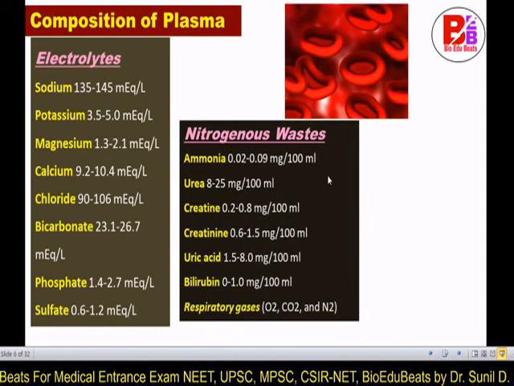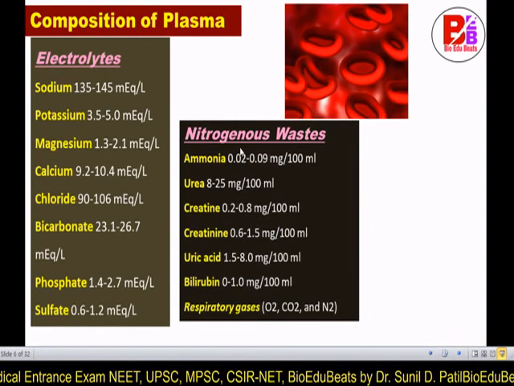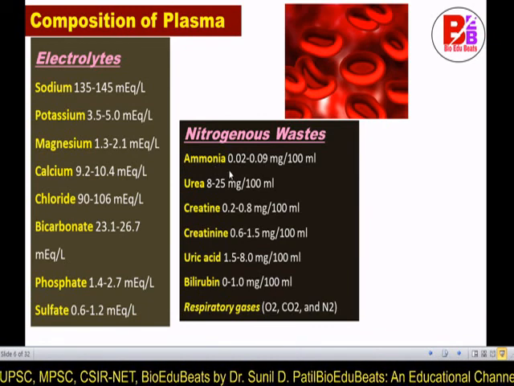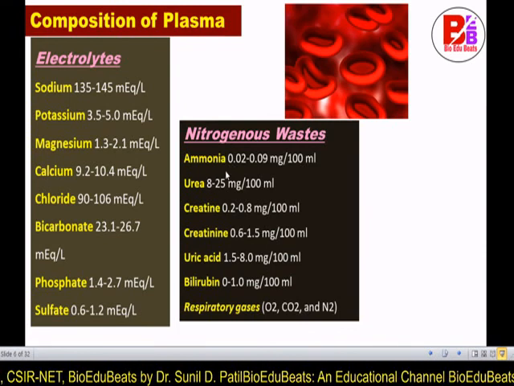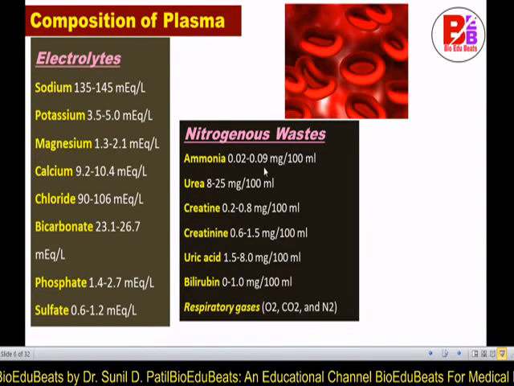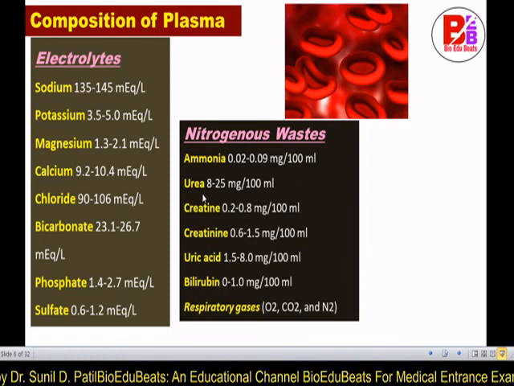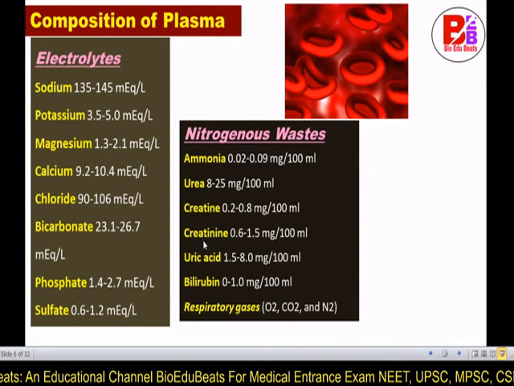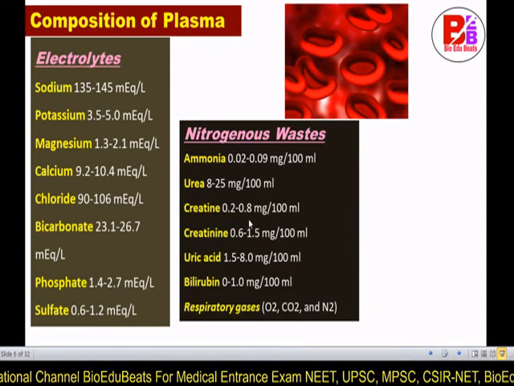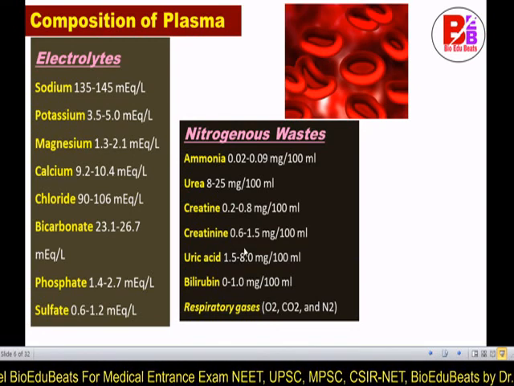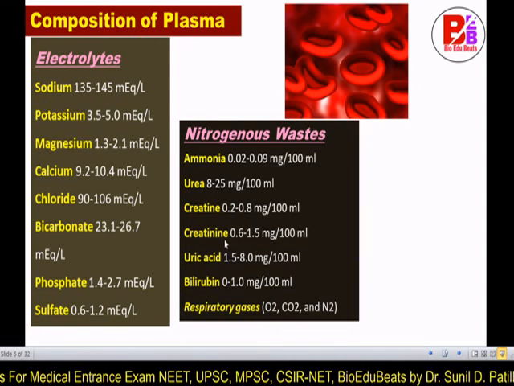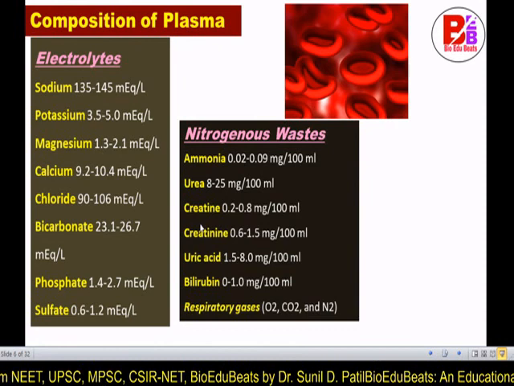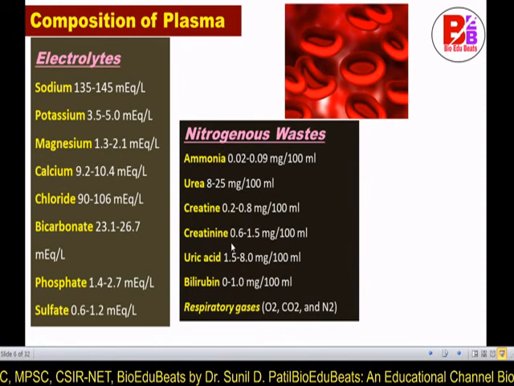Then nitrogenous wastes cause different serious problems in the physiology of a person if they go above or below the normal ranges. Ammonia 0.02 to 0.09 milligram per 100 ml, urea 8 to 25 milligram per 100 ml, creatine 0.2 to 0.8 milligram, while creatinine in normal range is 0.6 to 1.5. It causes severe problems in many cases of patients. When creatinine goes more than 2, it creates problems in renal filtration and other things.